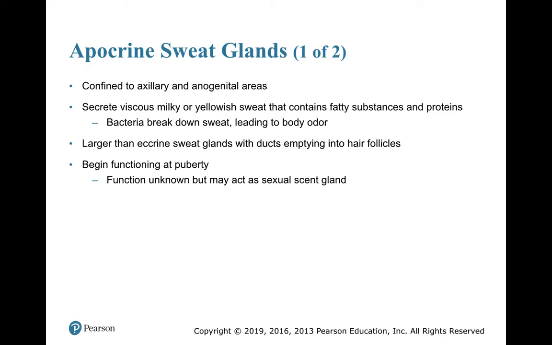The apocrine glands are confined to the axillary and anogenital areas. They secrete a more viscous, milky, yellowish sweat because that sweat contains fatty acids and proteins. Those fatty acids and proteins are, fortunately or unfortunately, a very good food source for bacteria. So bacteria can get into these, break down that sweat, and that leads to body odors. They are larger than eccrine sweat glands. Their ducts empty into hair follicles, and they do not begin functioning until puberty. And as yet, their function is really not known.